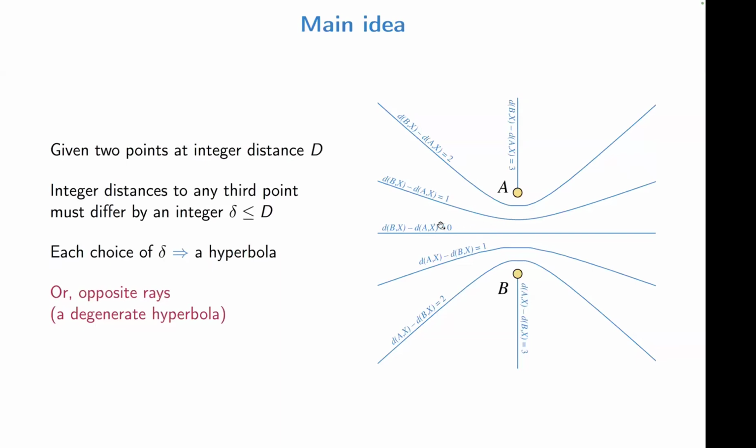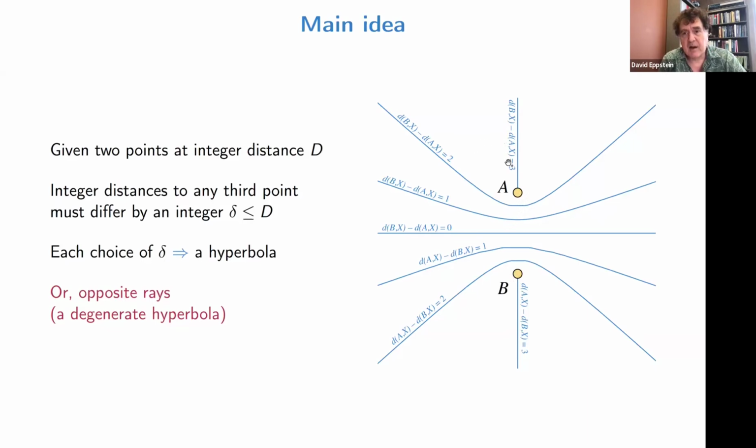The distance from C to A and the distance from C to B, those two distances cannot be very different from each other. They have to be within d of each other by the triangle inequality. And so you can ask, what is the difference between those two distances? It might be as much as, in this example I've drawn here, the distance between A and B is 3.